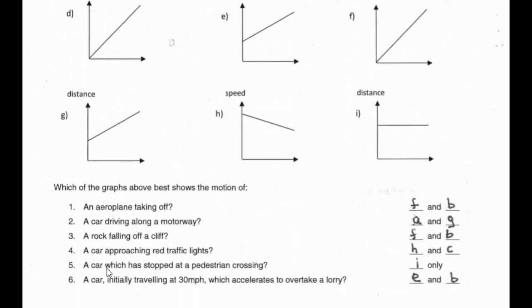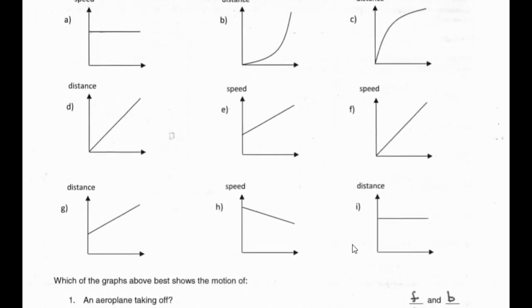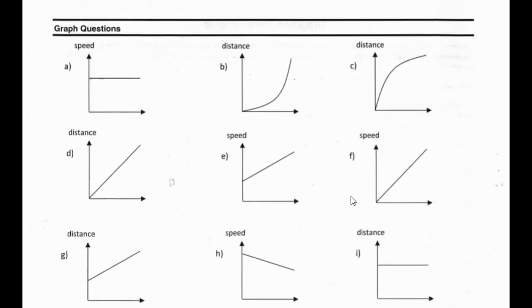5, a car which has stopped at a pedestrian crossing. I only. Why is it I only? It's because we're looking for a stationary object. The only graph that represents a stationary object is I.